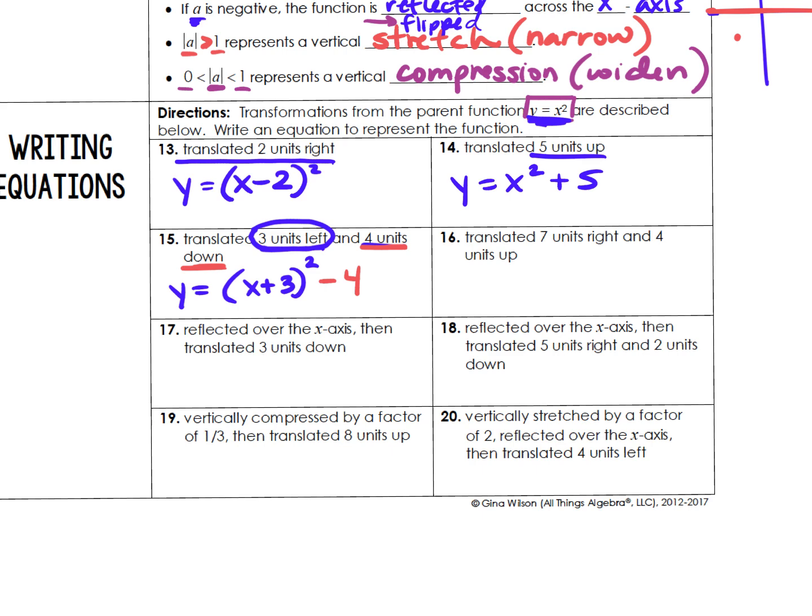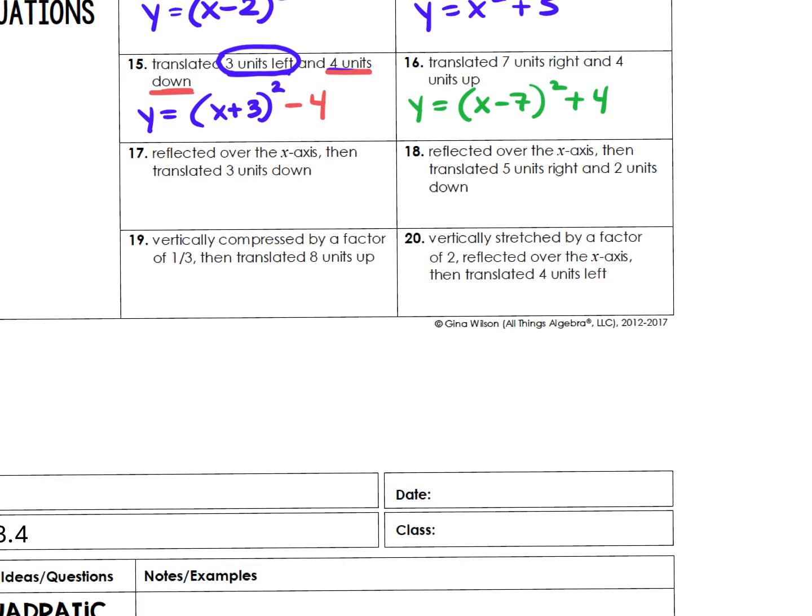All right, what'd you put? Y equals x minus 7 squared would be 7 to the right. And then 4 units up is plus 4. Got it? Okay. These last 4 get a little bit fancier now.